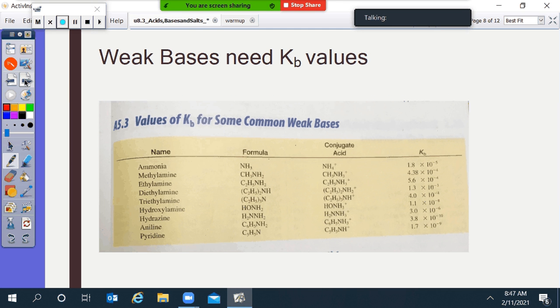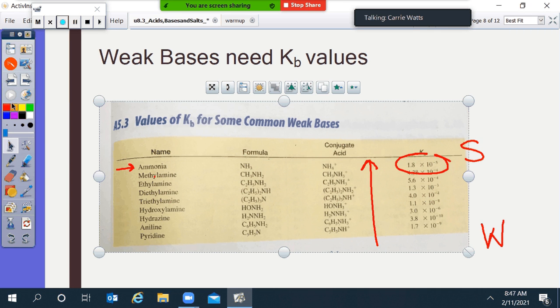Now here's some Kb values. You can see ammonia at the top, Kb of 1.8 times 10 to the negative fifth. So that is the strongest of the weak bases. Strongest up top, weakest down here. This is obviously a table you would need to look up, not memorize. So let's do a little problem. Let's take this and we'll compare.